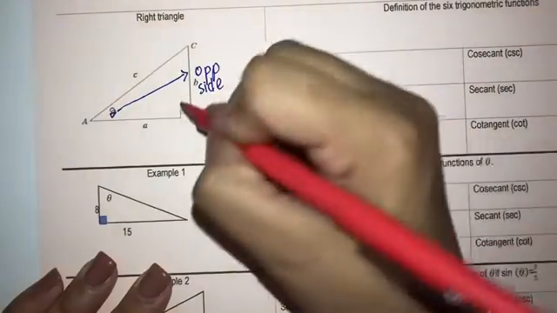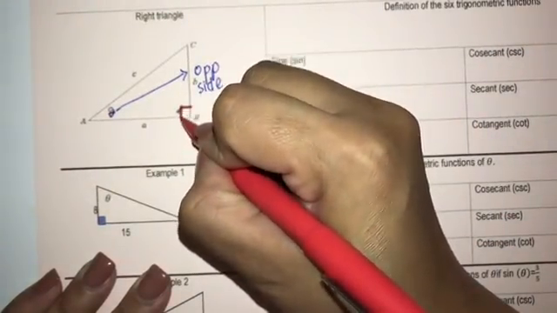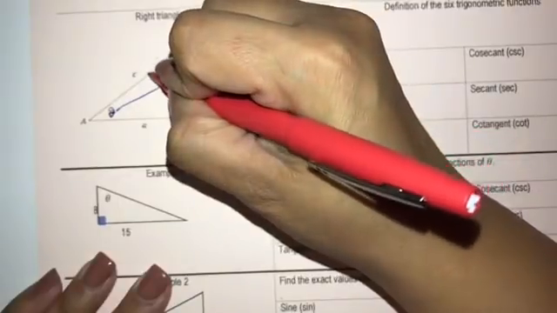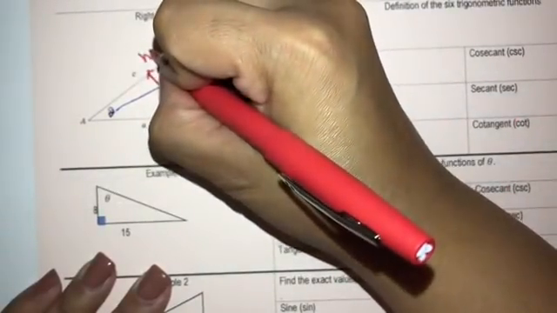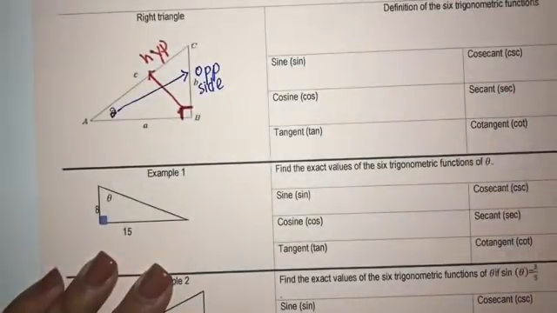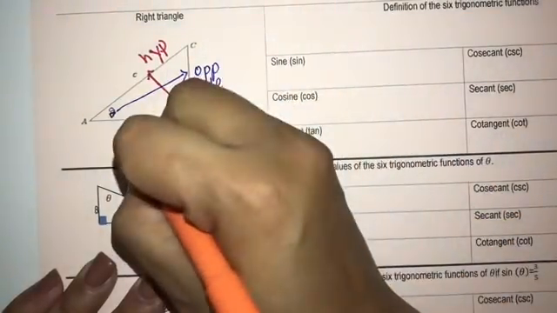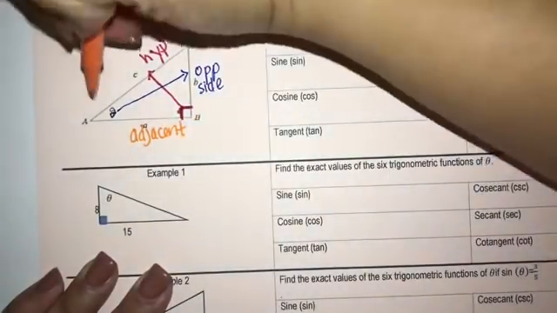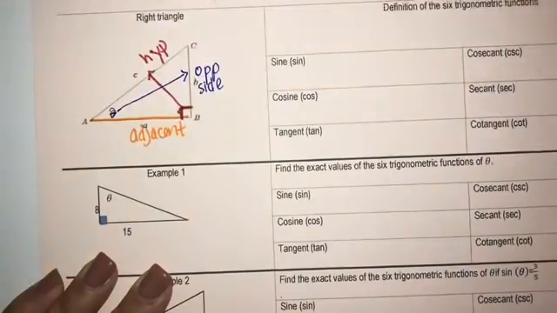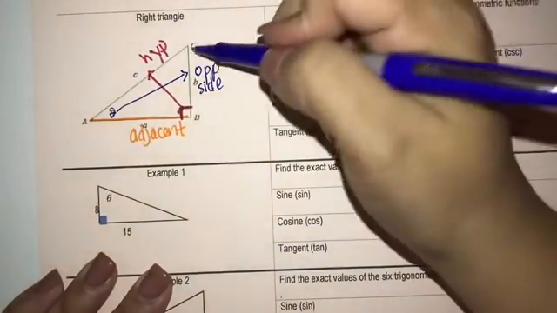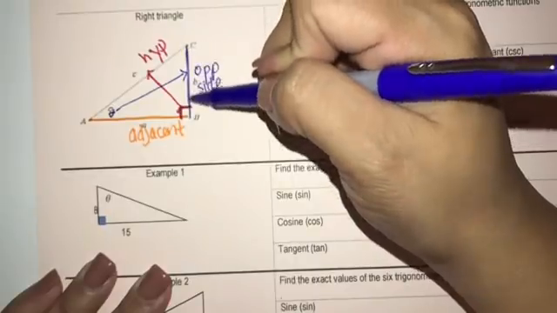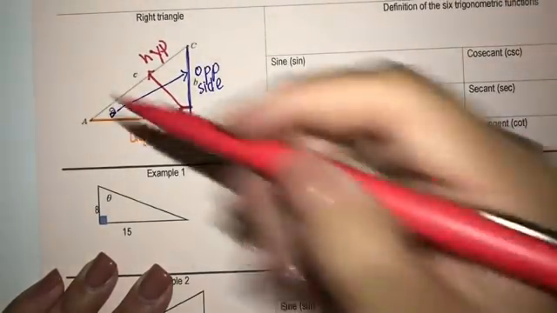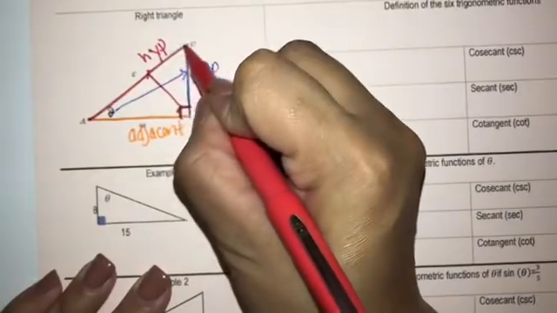And then if we look at our right angle of the triangle, and we follow that across, we're going to get our hypotenuse. And then what is left over is going to be the adjacent. So this is the adjacent. This is the opposite. And this long side will be our hypotenuse.